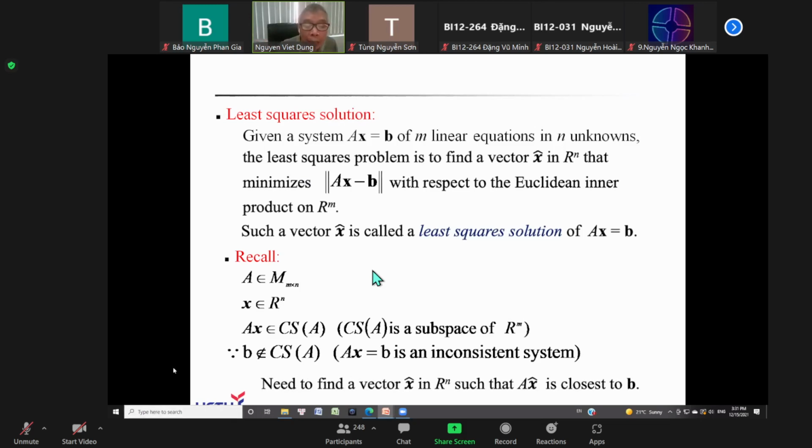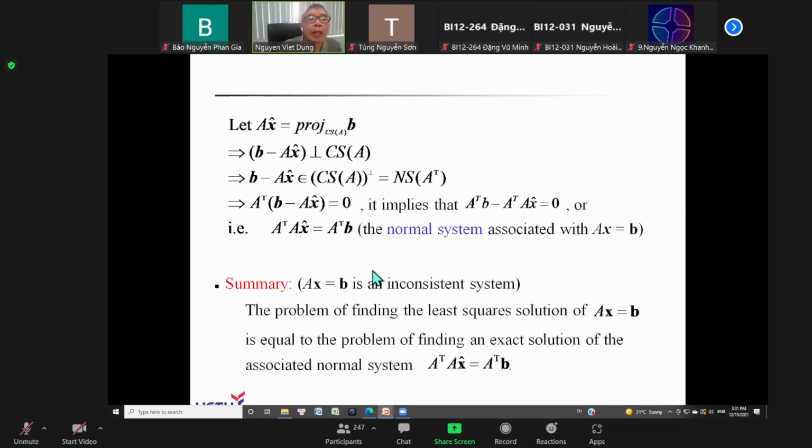Then we need to find a vector X hat inside Rn so that AX hat is closest to B. AX hat is in the column space of A, and in the column space of A, the vector which is closest to B is the orthogonal projection of B onto the column space of A. So what we need to find is X hat such that AX hat equals the orthogonal projection of B on the column space of A.